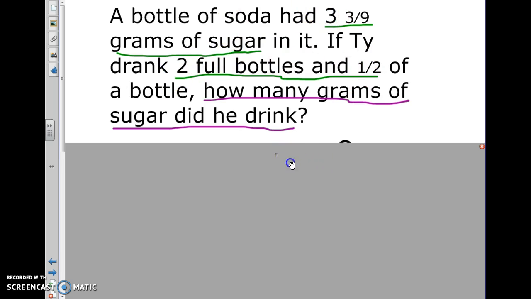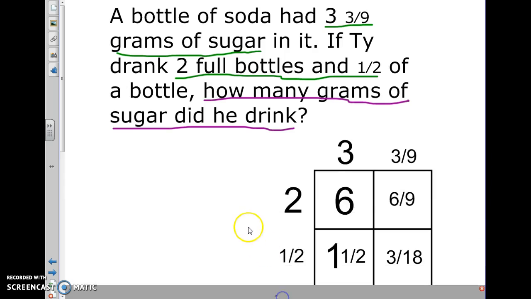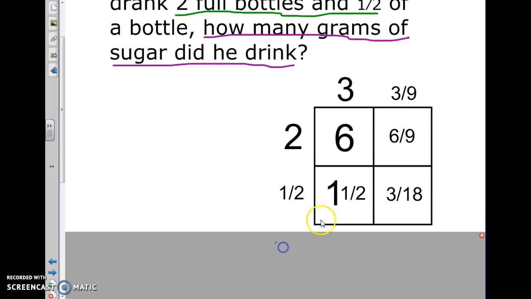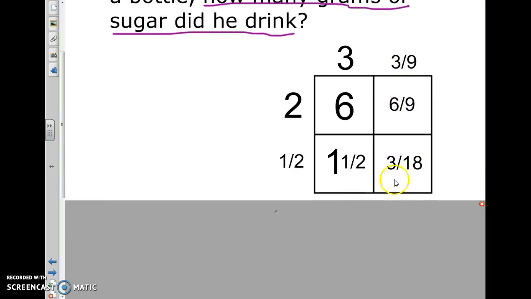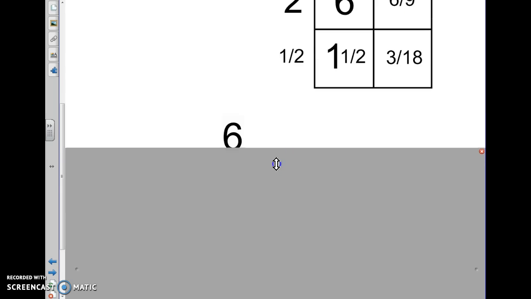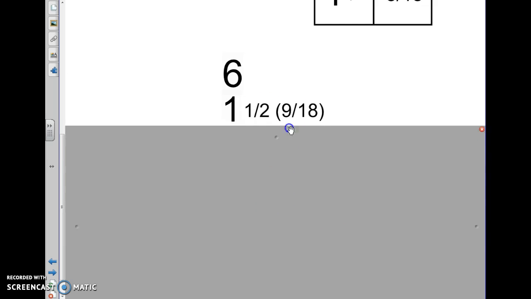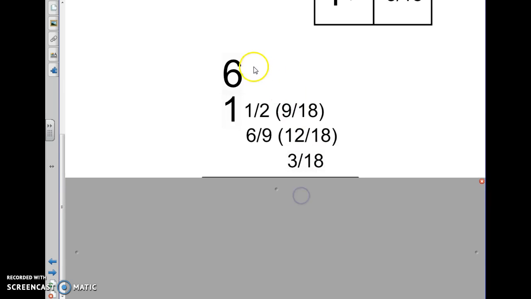So we're going to go ahead and show what it looks like using the area model. I broke up that 3 3/9 and 2 1/2, multiplied over here and got this section. So 2 times 3 equals 6. 3 times 1/2 equals 3 halves, which is the same as 1 and 1/2, or 1.5, excuse me. 3 ninths times 2 is 6 ninths. And 1 half times 3 ninths equals 3/18. So that's what I'm doing. I'm going to add all those parts up, right? So I've got the 6 and the 1 1/2 and 6 ninths and 3/18.